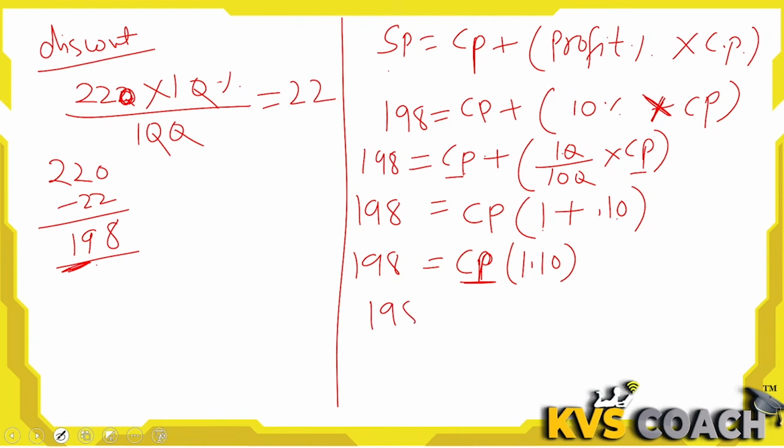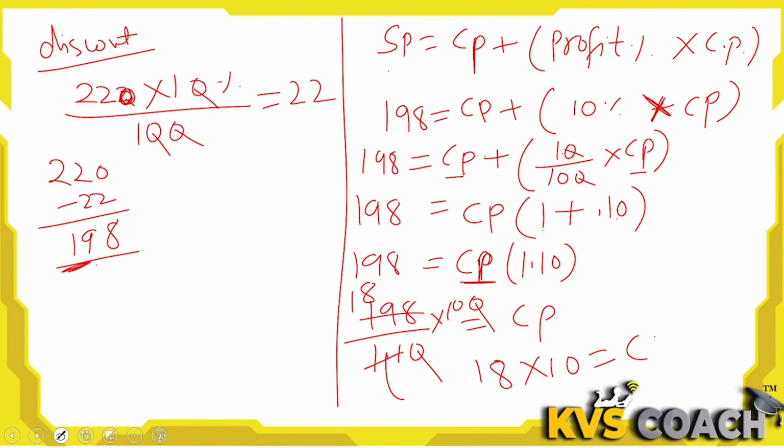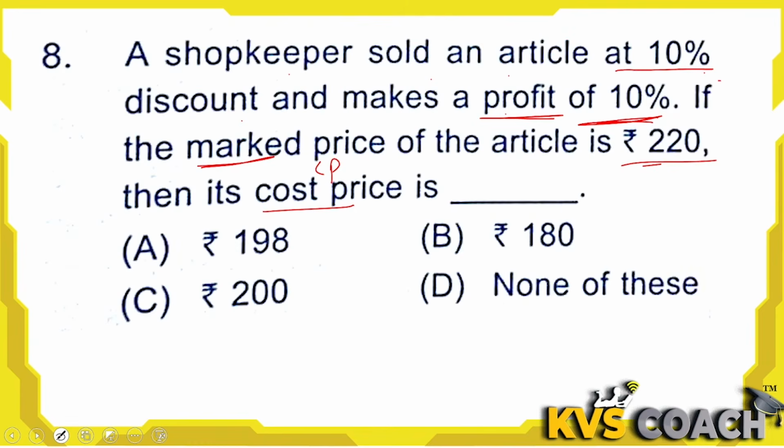Okay, we have to find CP. So 198 divided by 1.10 is equal to CP. We will cut the dot here. 0 to 0 cut. 11 ones are 11. 8 left. 11 8s are 88. So 18 into 10 is equal to CP. It means 180 is equal to CP. So cost price is 180. Let's check. Here option is 180 here. So option B is the right answer.